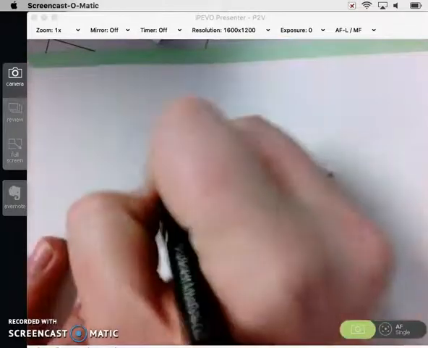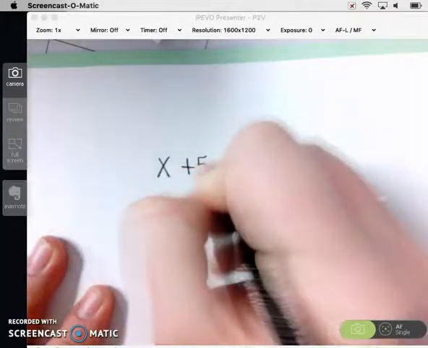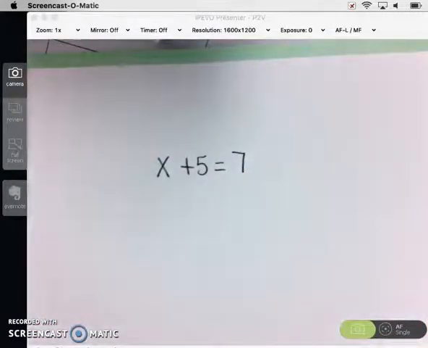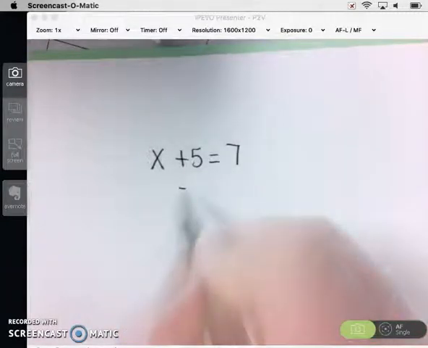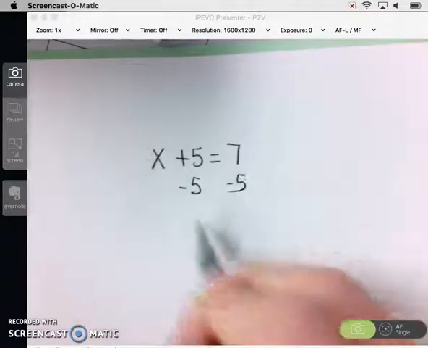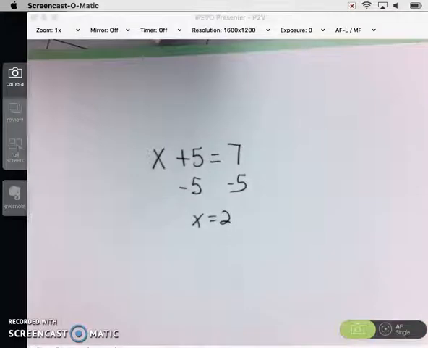So if we had, say, x plus 5, and we have an equation, this is a very simple expression or equation, right? Where I need to undo what's being done to x. So I subtract 5 on both sides and x is equal to 2, right?